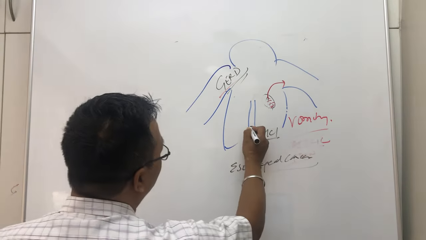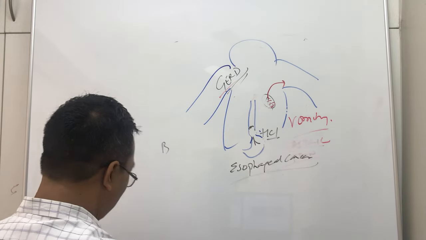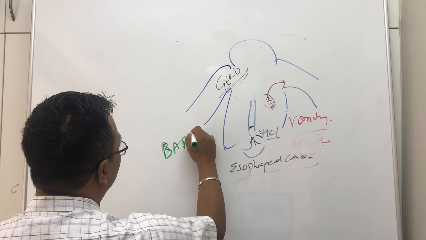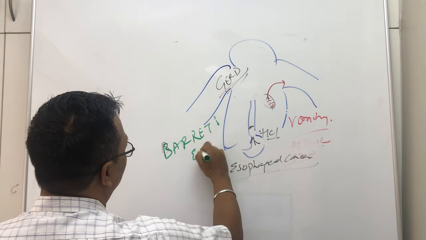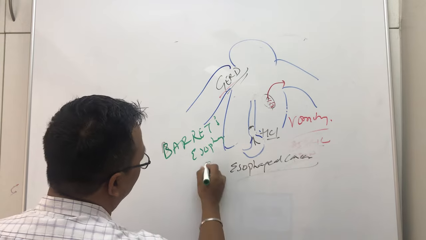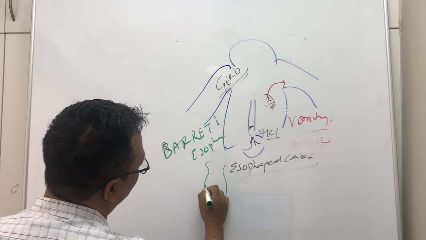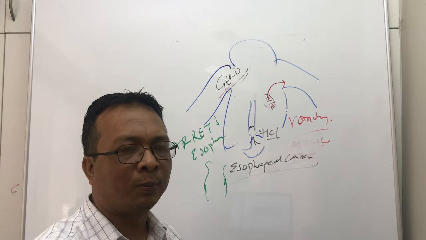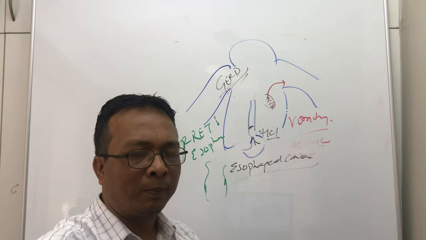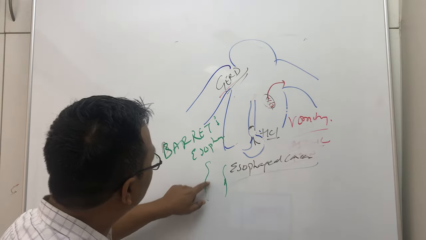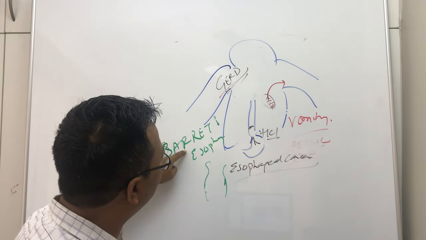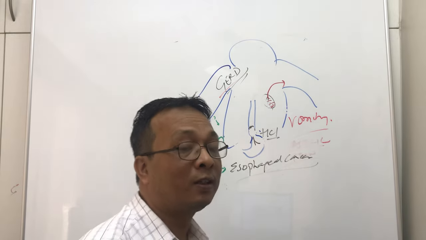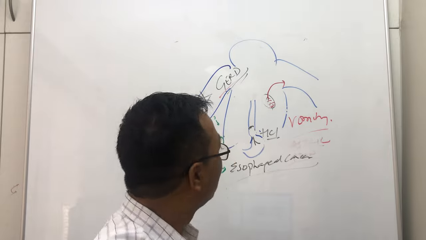Okay, when the esophagus is destroyed, we call it Barrett's esophagus. So this is the esophagus, and some portion of the esophagus will be corroded. It will be destroyed. Just like when you put some acid, what will happen? It will be abraded or corroded. So some portion of the esophagus will be destroyed. We call it Barrett's esophagus. And very soon, in a few years, it can become an esophageal cancer. So that is the last extension of GERD.